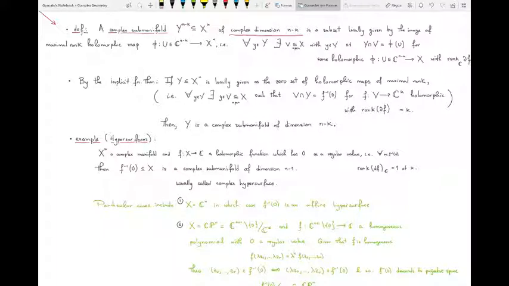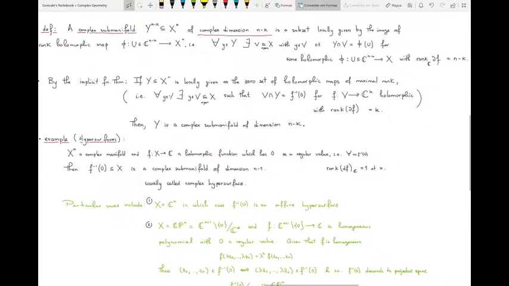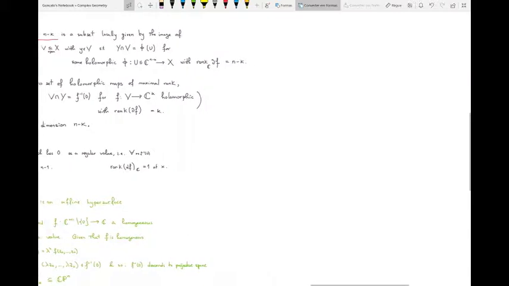Okay, so this means that for all points y in Y, you can find an open set in X containing y such that the intersection of Y with that open set of X is the image of a holomorphic function from C^(n-k) to X whose rank is maximal. Okay, so basically the idea is like that.